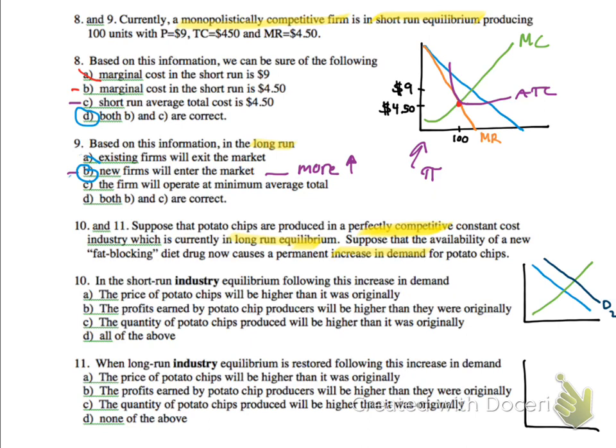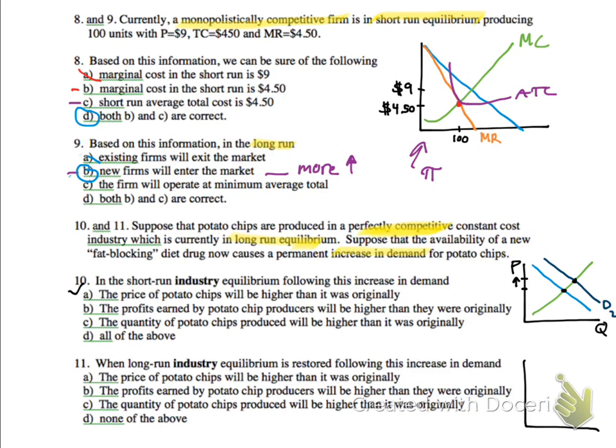So what will happen? In the short run, industry equilibrium following this increase in demand will what? So the price of potatoes will be higher than normal. Okay, that is true. Because here's the price, here's the quantity. We were originally at equilibrium here, and now we moved up here, so the price has changed from there to there, so there was an increase.